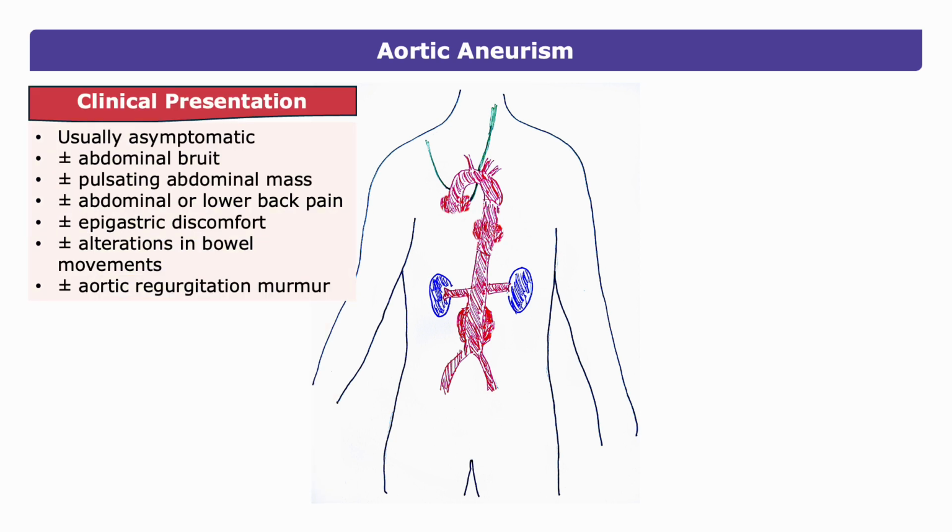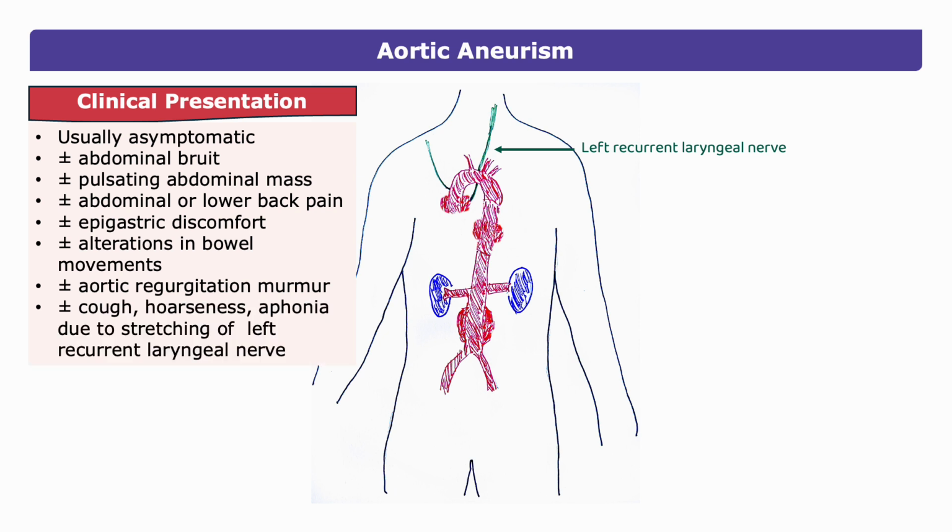Aortic aneurysms are usually asymptomatic. When symptoms are present, they can include an abdominal bruit, a pulsating abdominal mass, epigastric pain or discomfort, and abdominal or lower back pain. Going back to anatomy, remember that the left recurrent laryngeal nerve loops posterior under the aortic arch, so any ascending thoracic aneurysms can compress the laryngeal nerve, and that can lead to other symptoms such as cough, hoarseness, or aphonia. So just keep that in mind.